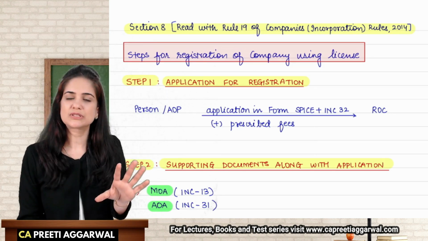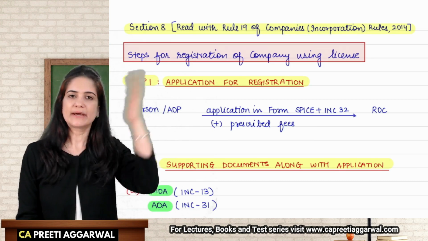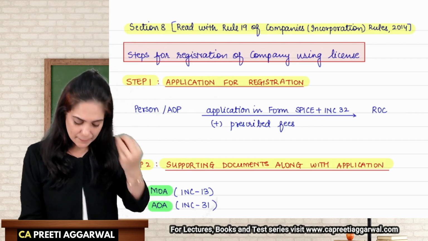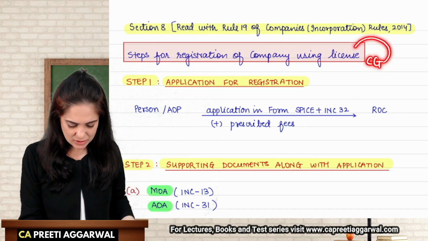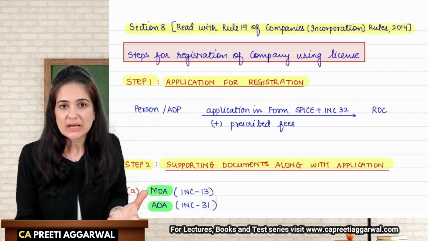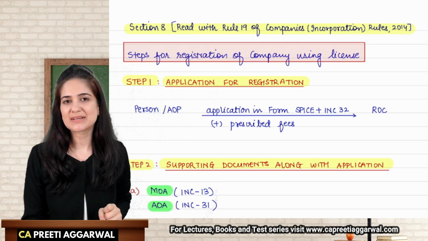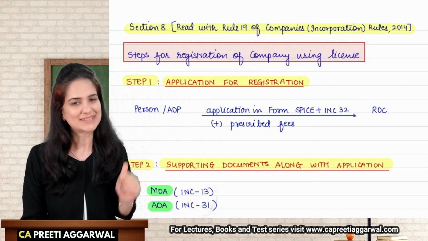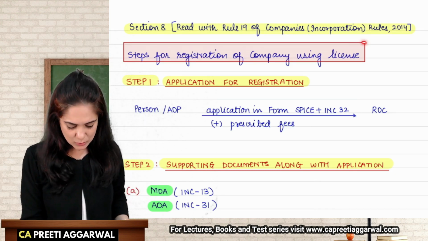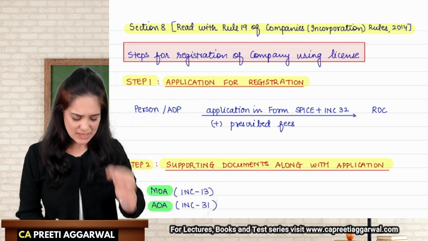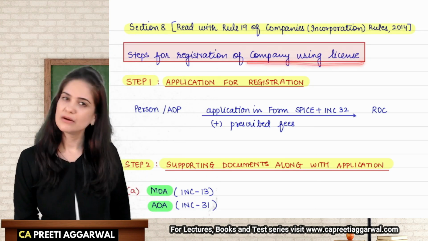So you cannot just on your own declare yourself to be a Section 8 company and claim all the privileges. You need to apply to the central government, which will give you the permission to operate as a Section 8 company in the form of a license. Because these are known as licensed companies, they have mentioned in the heading: steps for registering a company using license.